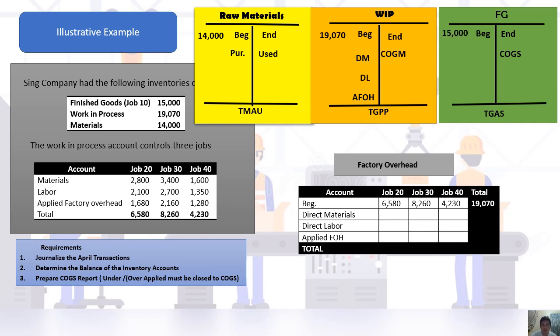Later, we will come back to these inventory accounts, the factory overhead, and the job cost sheet summary for preparing the cost of goods sold. For now, we will first make the journal entries of the transactions that happened during April.